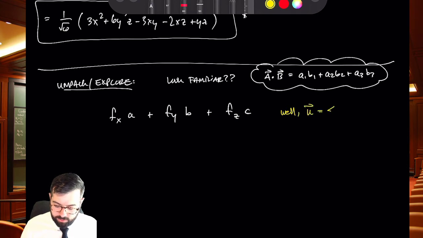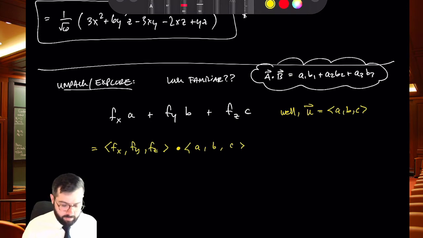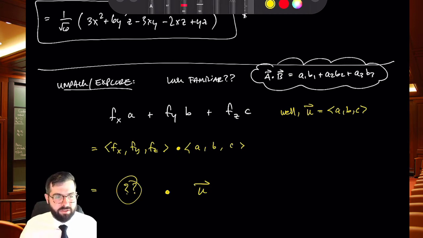U. Yeah, U is A, B, C, right? Our unit vector has these components. So we'll do A, B, C here. It was dotted with that, and then from this other vector that must have had components of the partial derivatives. So something was dotted with U. Well, what is this vector that has components of the partial derivatives of f?